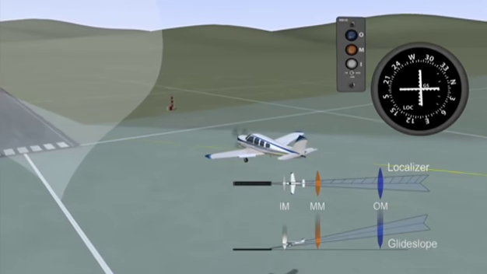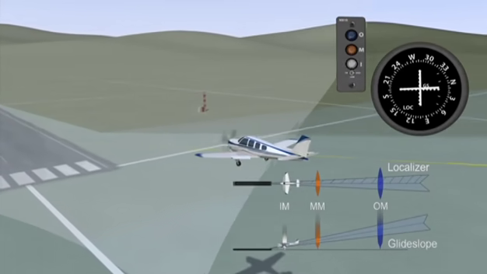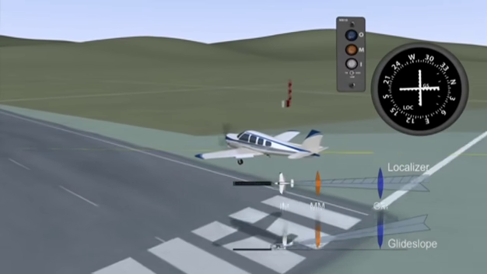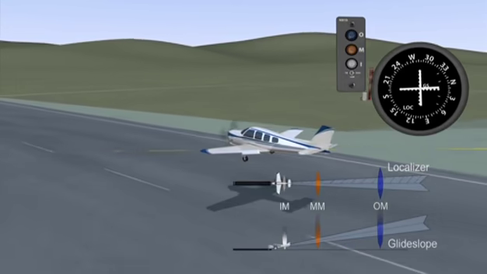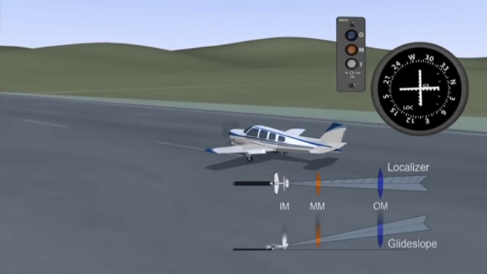Some airports also have an inner marker that's located at the runway threshold. The inner marker is indicated by a flashing white light and broadcasts an audio stream of dots only, reoccurring very fast at 6 dots per second.